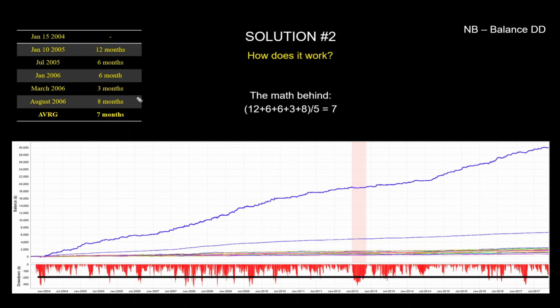And once you do that, you can start seeing. So the very first one was, let's say, somewhere around January 2004. This is the first one, and then we start January 10, 2005, 1 year later. Then we have July, January, March, August, whatever the numbers are. We just take these periods here and we apply them to the table. And then we see between this one to this one, we have 12 months. From this one to this one, we have 6 months. And so on and so forth.